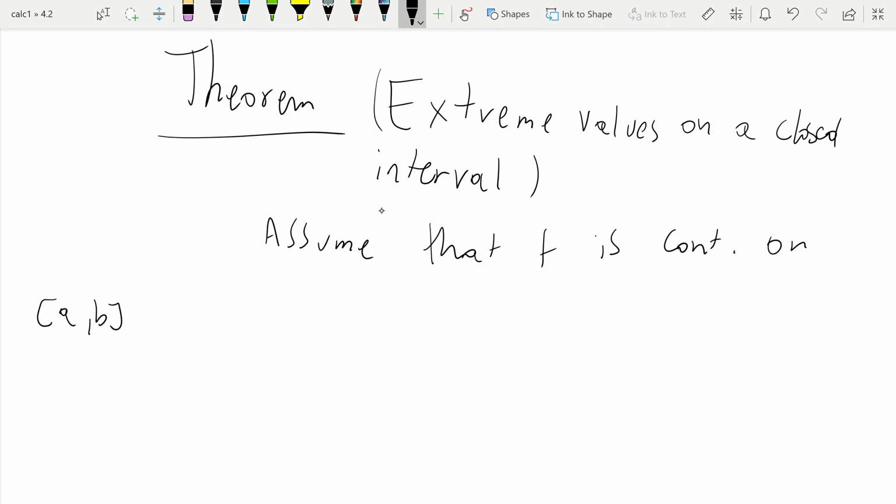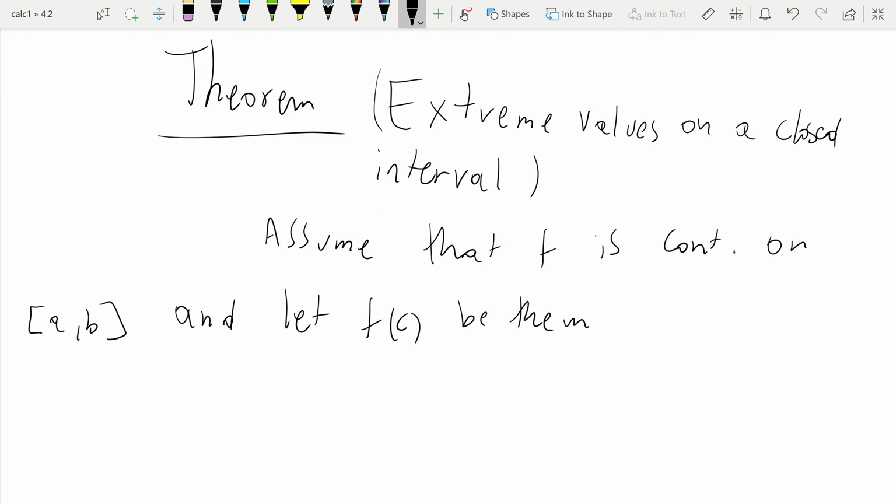We're assuming that the interval is closed, so that means that we include the endpoints, because we need to guarantee that minimizers and maximizers exist, and we let f of c be the minimum or maximum value taken by f on A comma B.